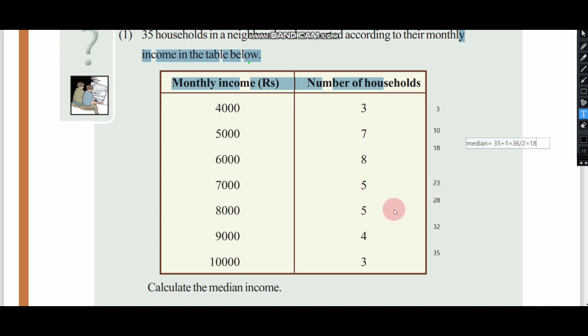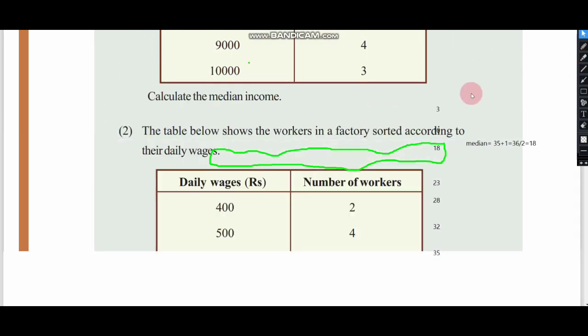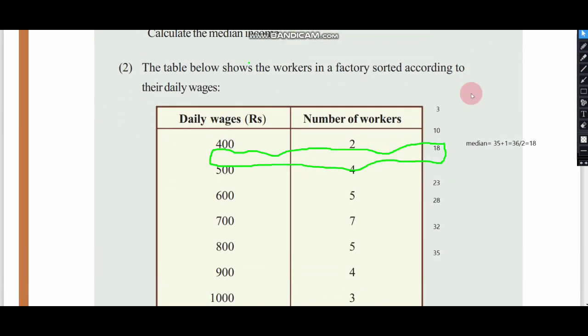So what is the median here? The 18th family belongs to which monthly income? Their monthly income is 6,000. Their median income is 6,000. And here we have another question like this.